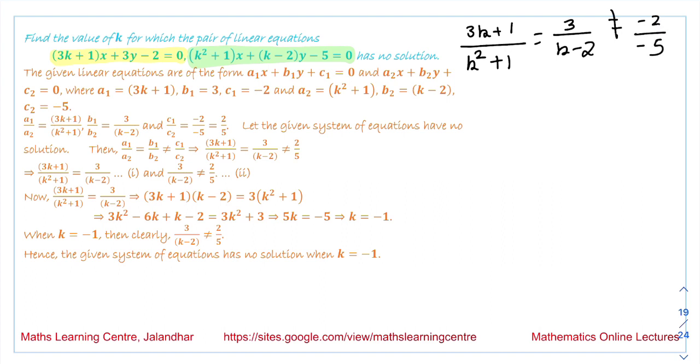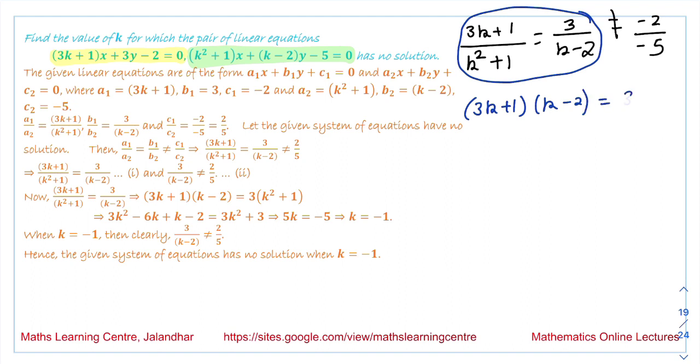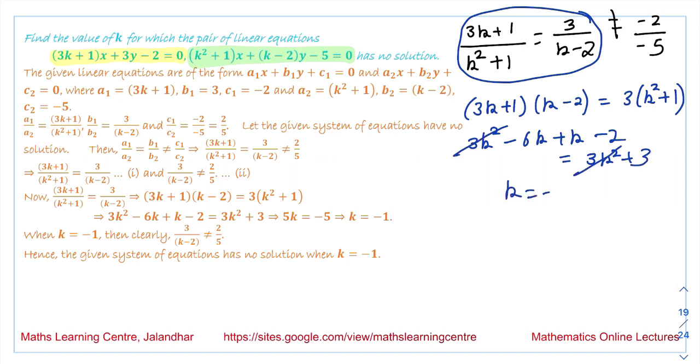So when we are solving these two equations, we are getting 3k plus 1 into k minus 2 should be equal to 3 times k square plus 1. When we multiply these, we get 3k square minus 6k plus k minus 2 should be equal to 3k square plus 3. K square gets cancelled, and we are left with k is equal to minus 1.